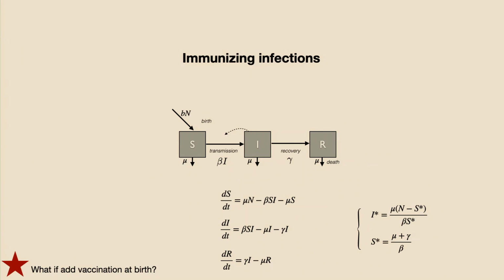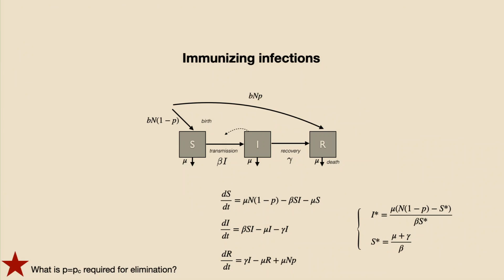Okay. So we can add vaccination at birth. I made you guys do this yesterday. Very easy. You just take the way that births are feeding into the population, and you send them directly into this recovered class, because vaccination is assumed to be completely immunizing. And then what's left over, the 1 minus p, go into the susceptible class.